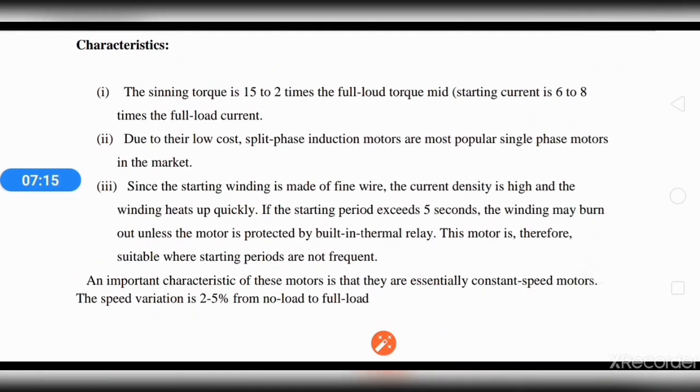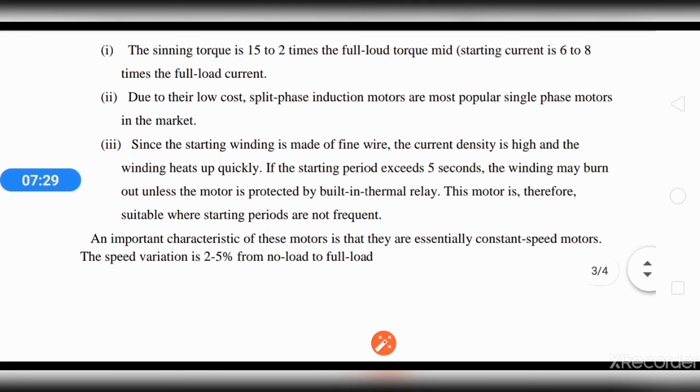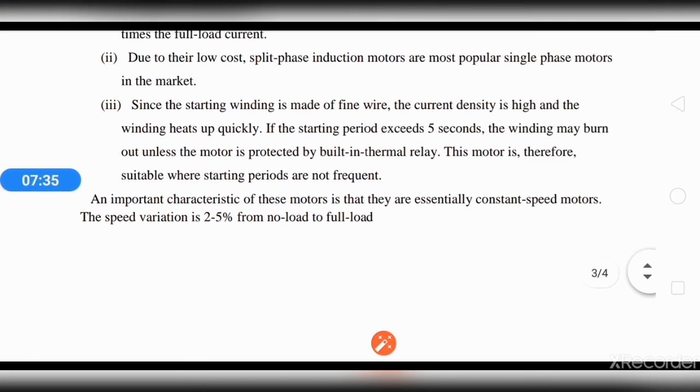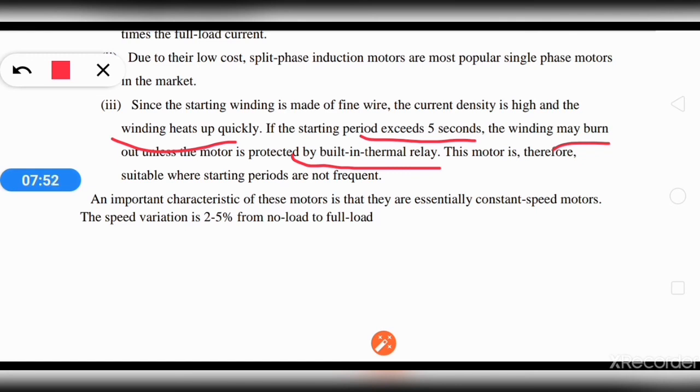Characteristics: the starting torque is 1.5 to 2 times the full load torque. Starting current is 6 to 8 times the full load current. Due to their low cost, split phase induction motors are the most popular single phase induction motors in the market. Since the starting winding is made of fine wires, the current density is high and the winding heats up quickly. If the starting period exceeds 5 seconds, the winding may burn also. So the motor is protected by a built-in thermal relay. This motor is therefore suitable where starting periods are not frequent.